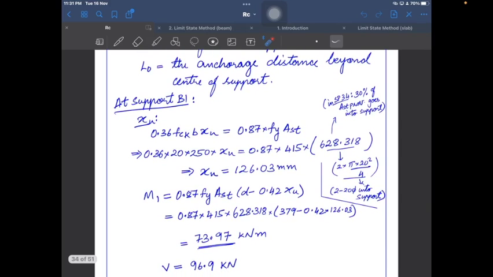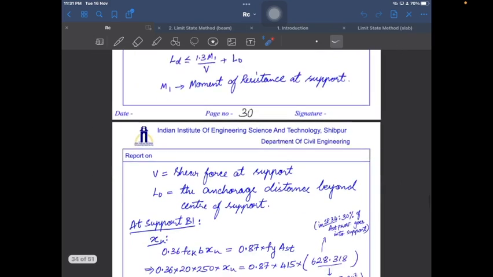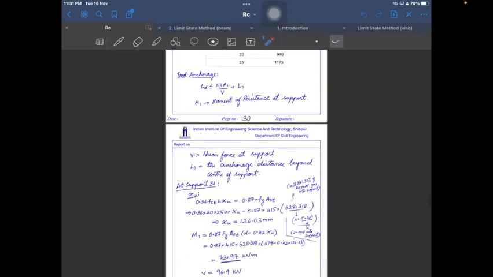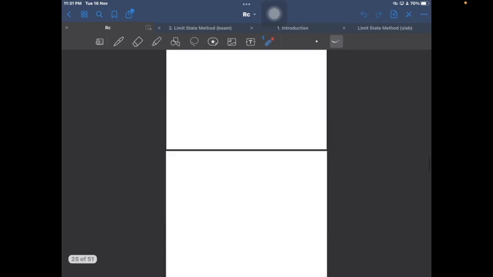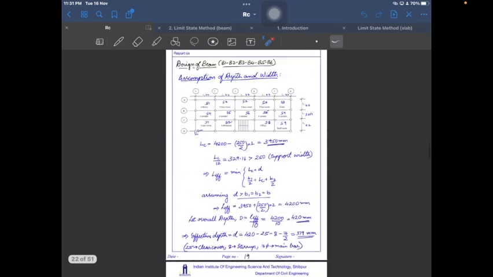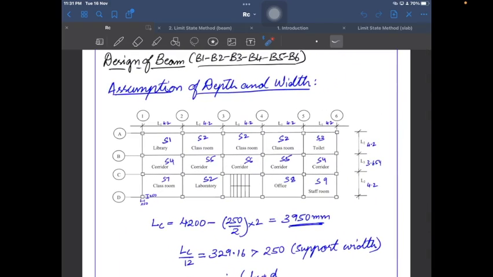So now for support B1, we just do it for two supports. Which supports? Wait a second, it's loading. We have support B1 and B2 because these are the ends of the beam. There we will provide anchorage. So we just check here and here.